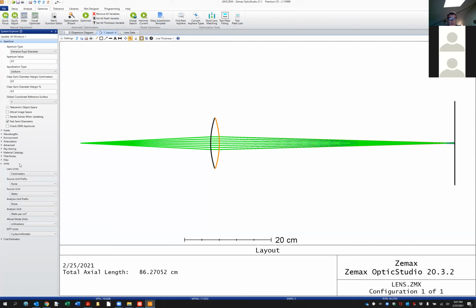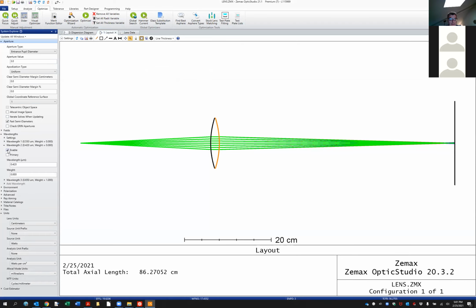And meanwhile, I was setting up a very simple thin lens in Zemax, and I was wondering why this wasn't all coming to a focus, and it's because I had multiple wavelengths in the file that I had set up. So it was not optimizing.